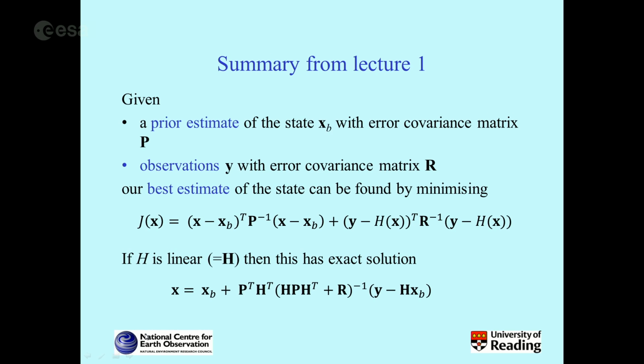One thing I mentioned yesterday, but I understood talking to someone last night was maybe not clear: if this H is linear, then we can write down an exact solution of this. Where does this come from? Well, if H is linear, we can easily form dJ by dx, just write down the gradient of J. And if we write down the gradient of J and set it equal to 0, because at the minimum the gradient must be 0, then by just some rearranging, we can end up with this equation here. So the exact solution when we have a linear case.